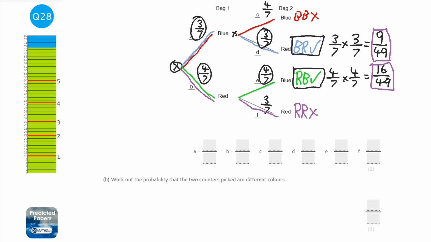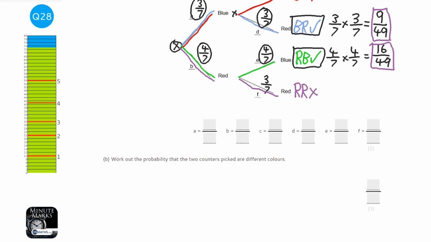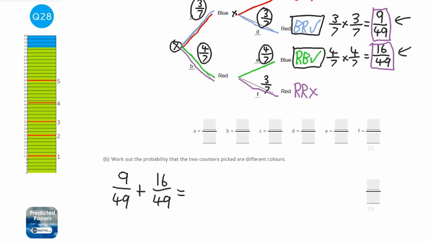And in probability, we use the word or. It can either be that one or that one. And any time you use the word or, what you're going to do with the fractions is just add them together. Now, the beauty of this is normally you're going to end up with lovely denominators that are the same. And when the denominators are the same, all you need to do is add the numerators. So 9 plus 16 is 25, and the bottom stays the same. So it's 25 over 49.